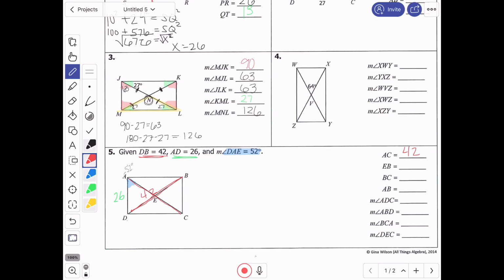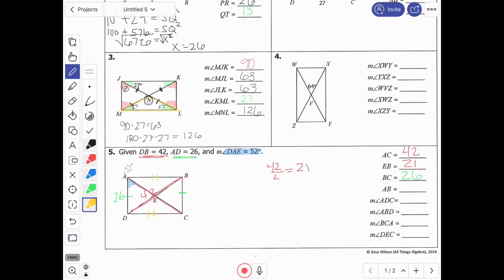EB is half of this diagonal, so I have to think about what is half of 42, because these diagonals are bisecting each other. So I'm going to take 42 and divide by 2, and I get 21. And then BC is the opposite side to AD, so BC is also 26. And then AB is opposite of DC, but I don't know what DC is.